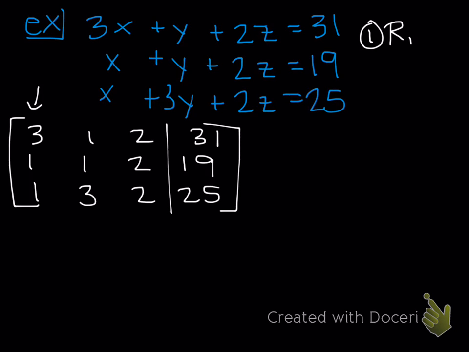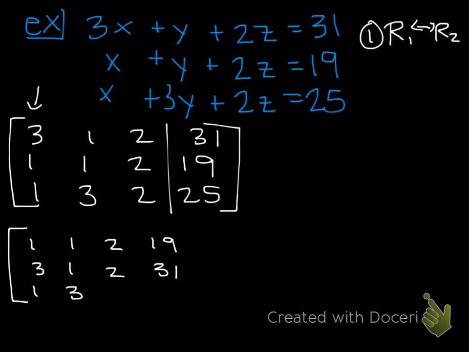Now, actually we could switch row 1 and 2. So let's just switch row 1 and 2. You could choose to do 1 and 3. Both would work. So if I switch row 1 and 2, I'll have 1, 1, 2, 19, 3, 1, 2, 31, and 1, 3, 2, 25.